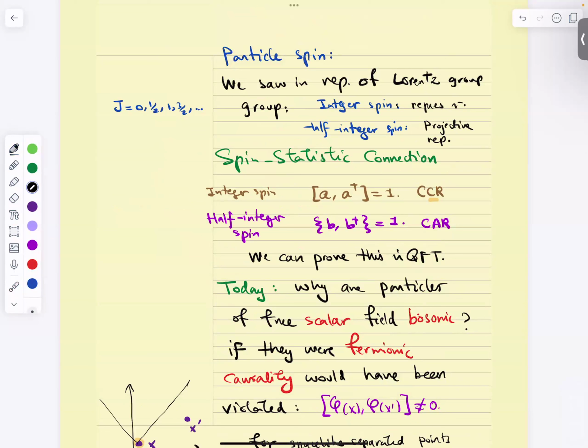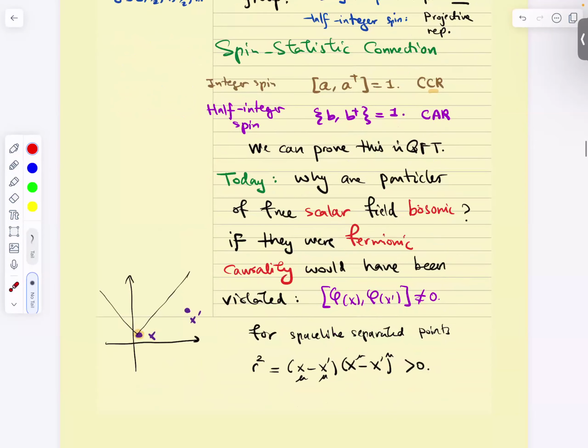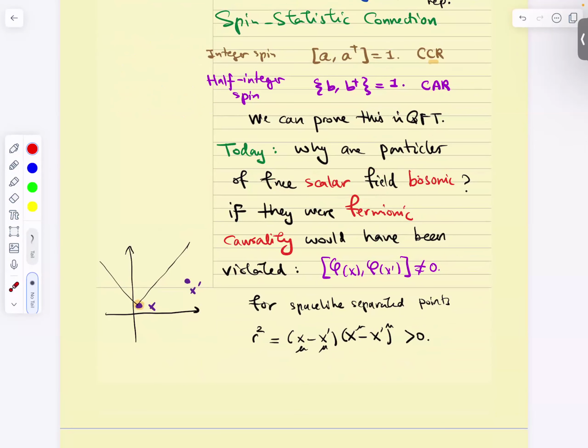All right, so let's first go over the connection between spin and statistics. As I said, what is spin? We had half integer spin, integer spin, and then the statement would be that integer spin must be CCR, half integer has to be CAR, canonical anti-commutation relations. And as I said, today I'm going to talk about a limited version of this, which is that a free scalar field must be bosonic. I'm going to prove that.